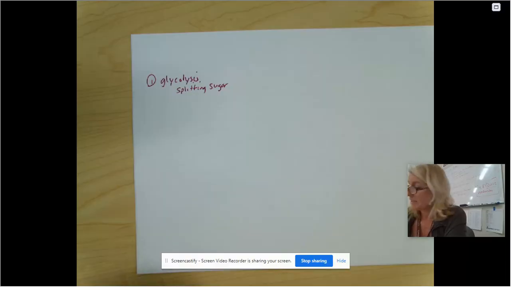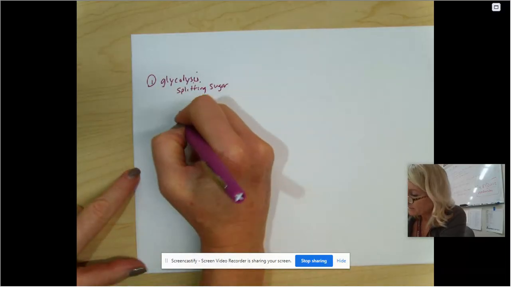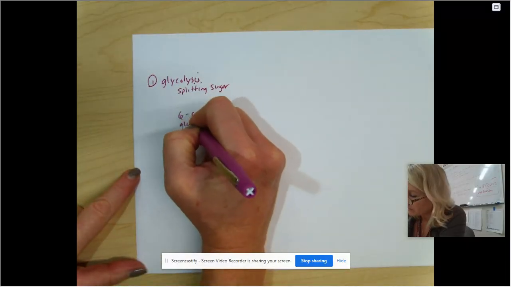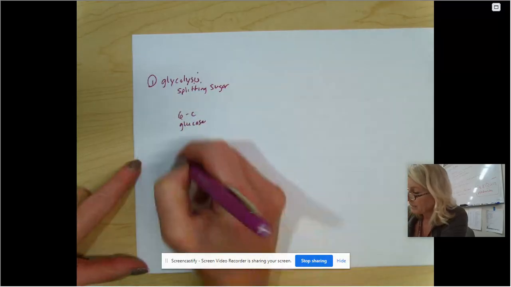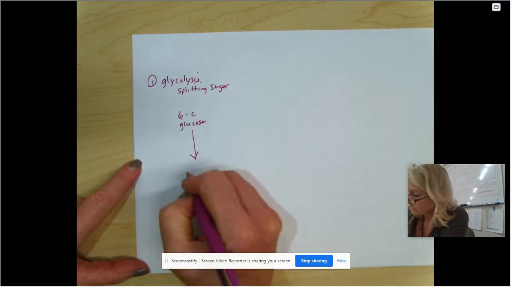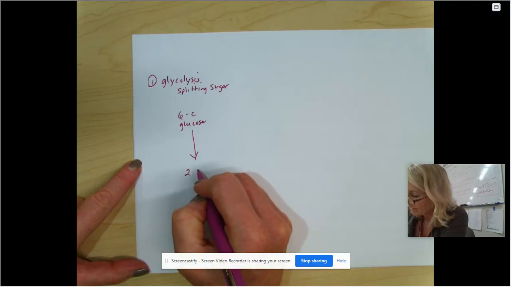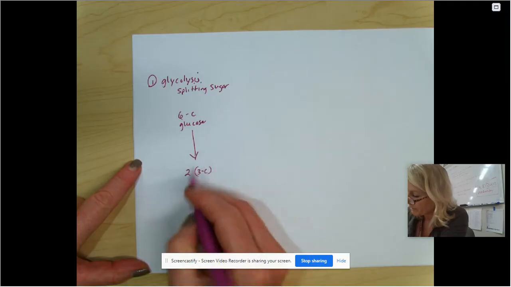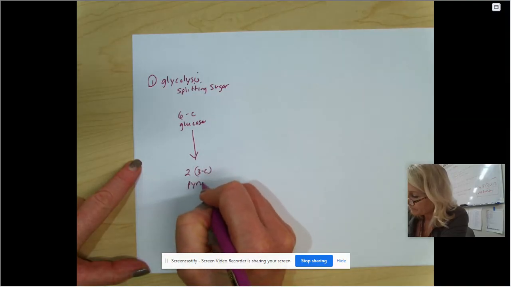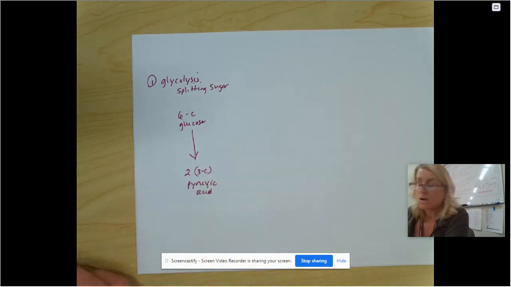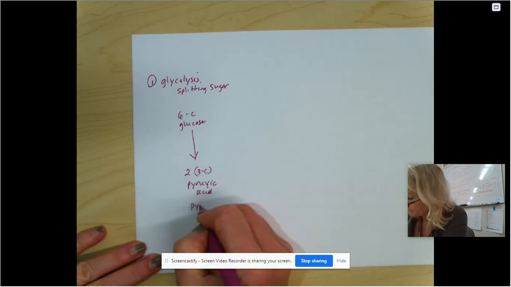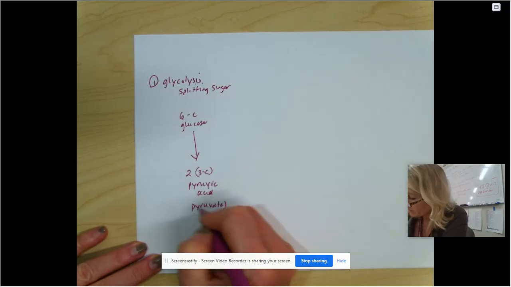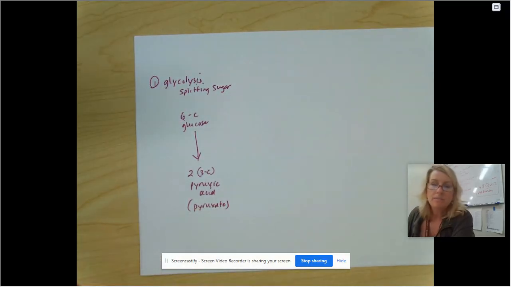So glycolysis means splitting sugar. So we have 6 carbon glucose. It is going to be split into 2 molecules of pyruvic acid. They each have 3 carbons. Pyruvic acid can also be called pyruvate. So don't let that confuse you.